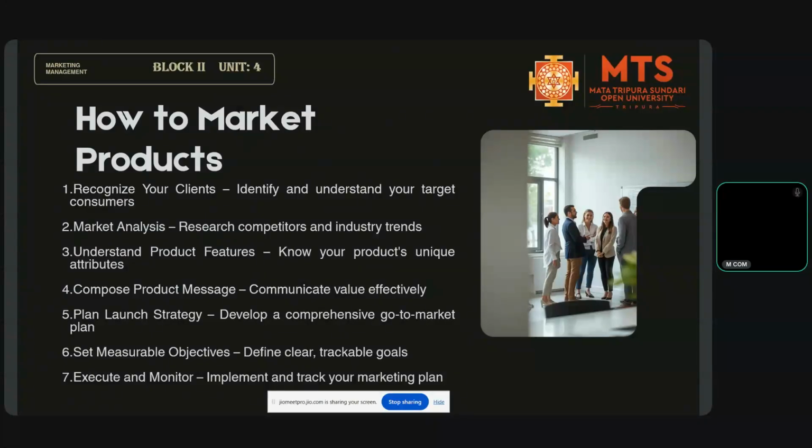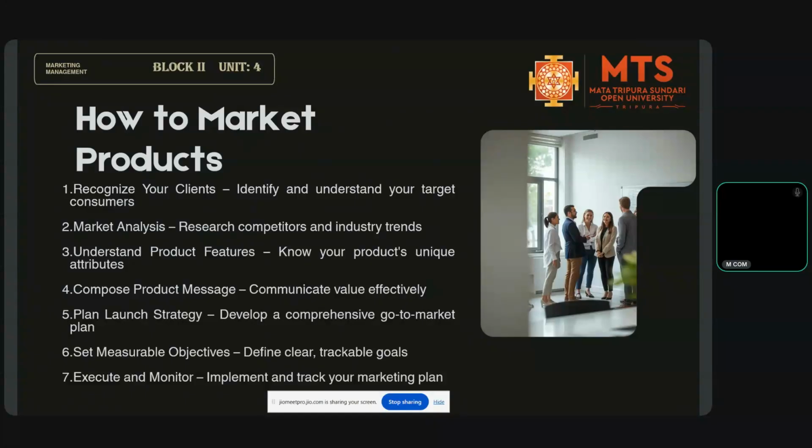Third one is understand product features. When we understand our competitors, then we have to understand what unique features they are offering and how the product that I am building is different from their product. So how can I be more valuable to the customers than my competitors?